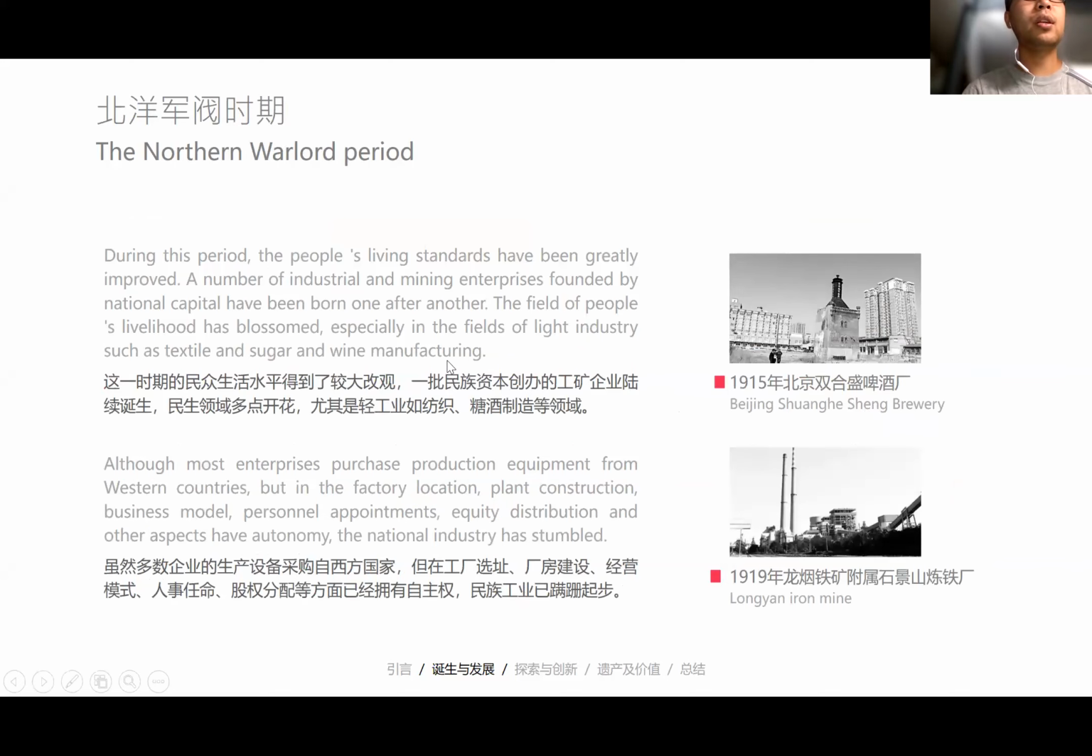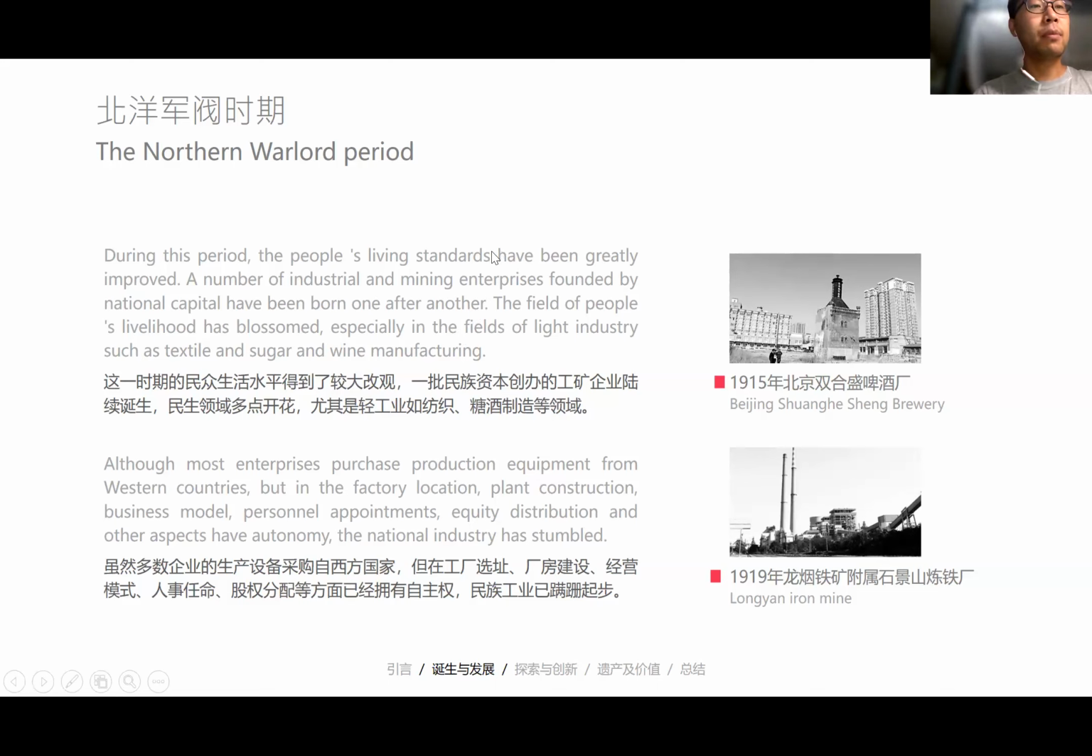The second period is the Northern Warlord period. The living standard of the citizens was greatly improved, and a number of industrial and mining enterprises founded by national capitalists came into being one after another, and the people's livelihoods in many areas, especially in light industries such as textile, flour manufacturing, and so on. Although most of the factories purchased their production equipment from Western countries, they had local control over the location of the factories and the construction of plants, modes of operations, appointment of personnel, and distribution of equity, and so on.